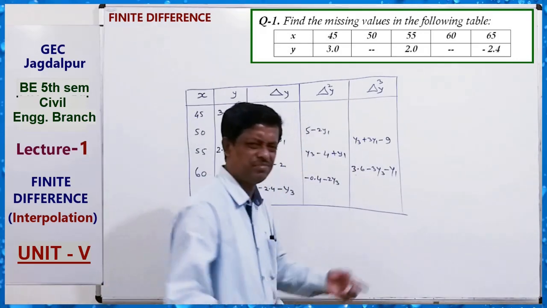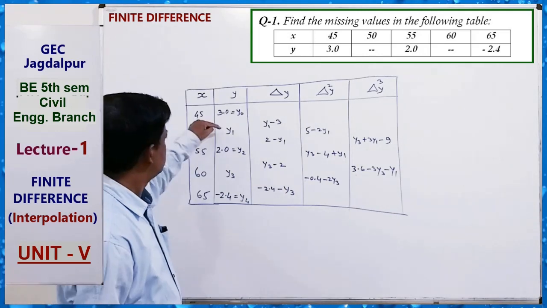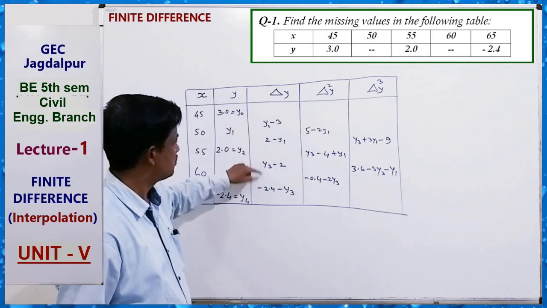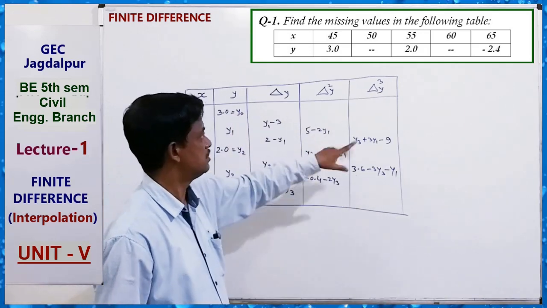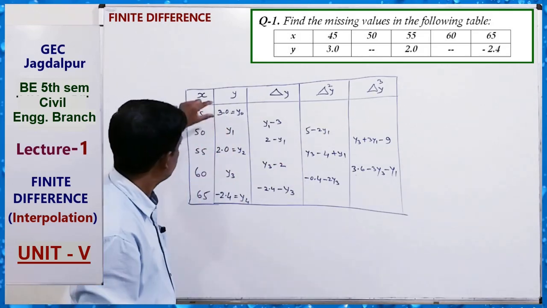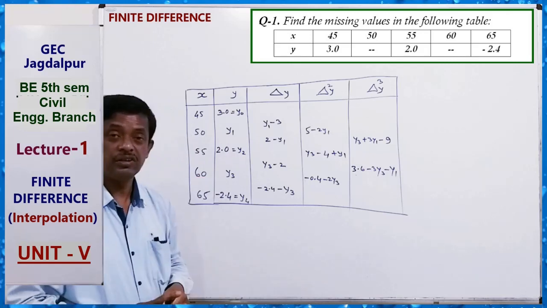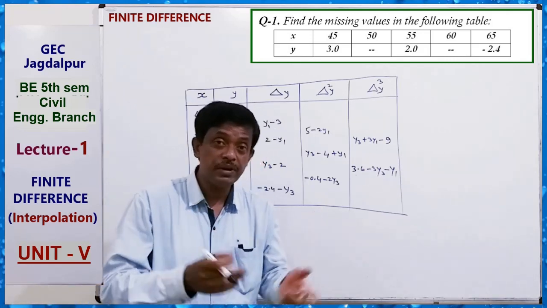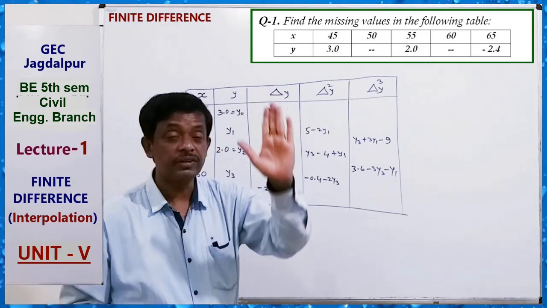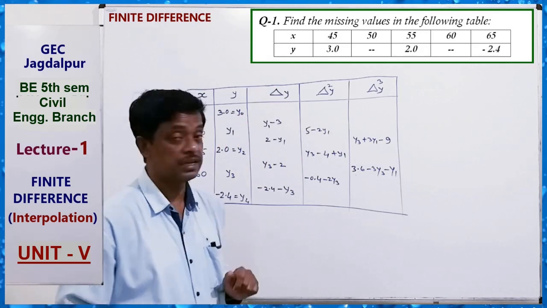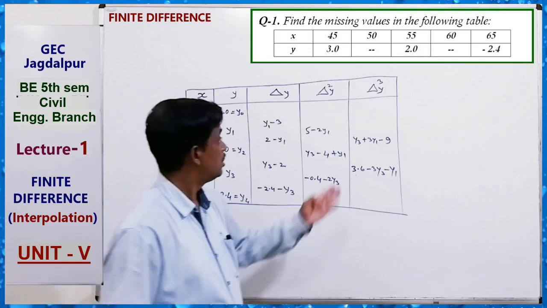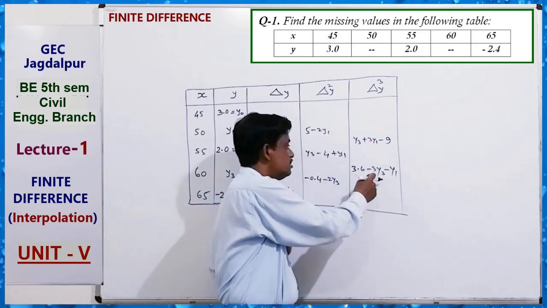Just as usual, this minus this, this minus this. Now, since we are given, how many entries are given? 1, 2, 3. 3 entries are given. That is, we can approximate the function as a second degree polynomial. That is, second degree differences are constant, and third differences will be 0. That is, this is 0, this is 0.